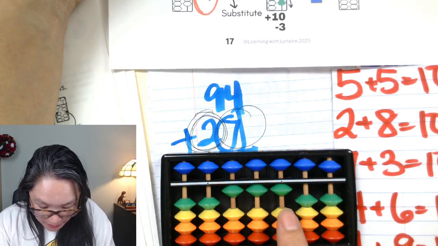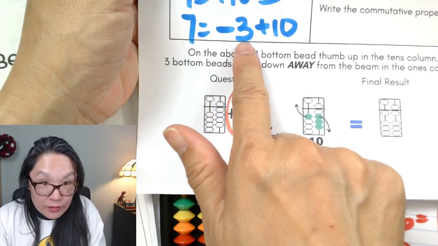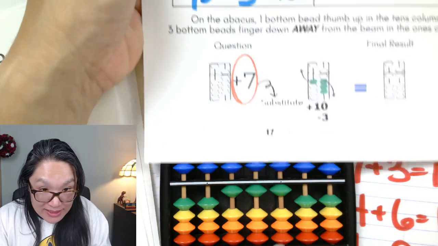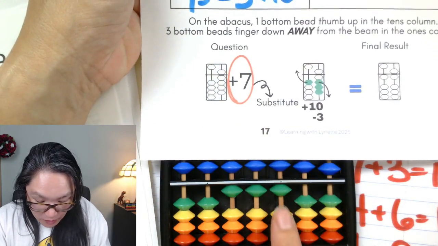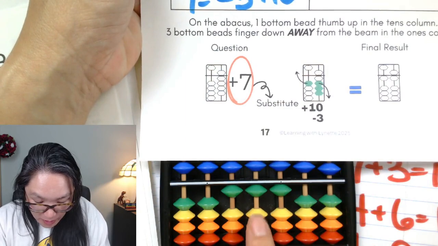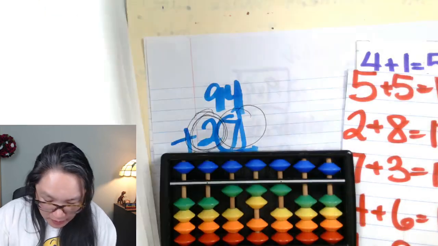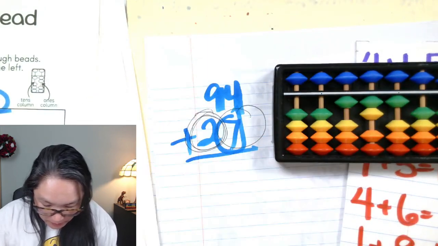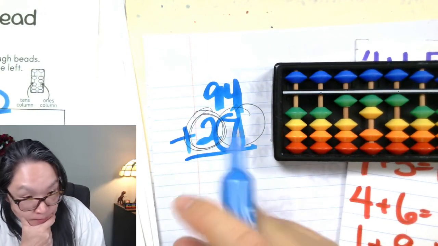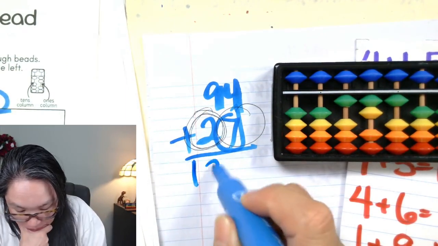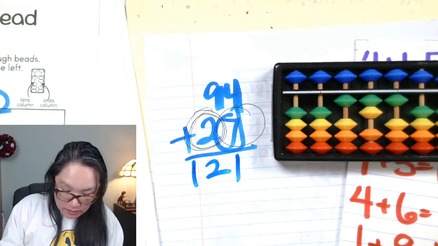Remember, I'm going to take away the 3. I'm going to plus the 10. Plus the 10 just means a 0 and a 1. I'm going to add the 1 here. So my final answer is, what's my final answer? Yes, 1, 2, 1. Make sense?